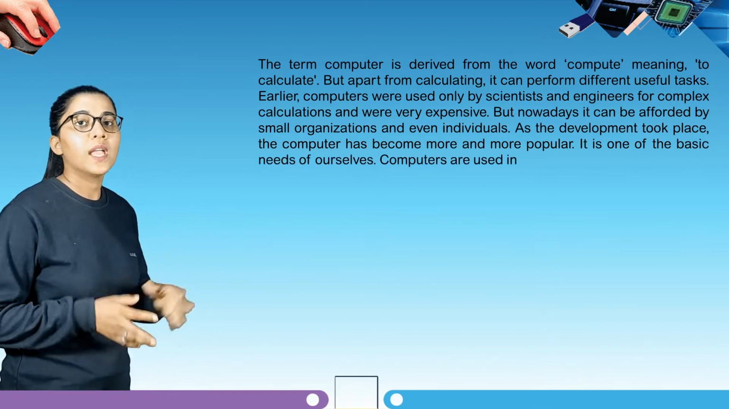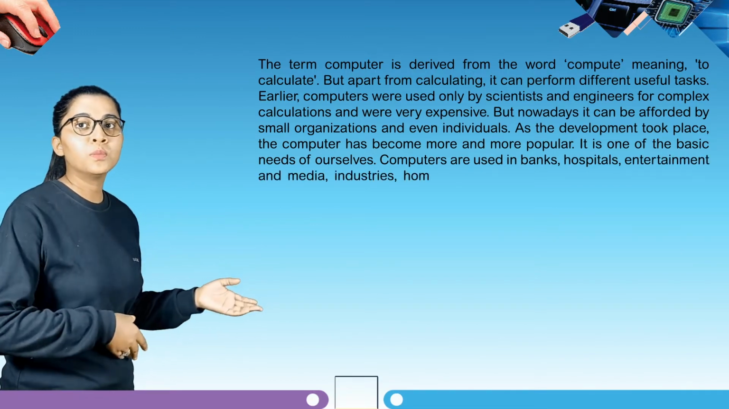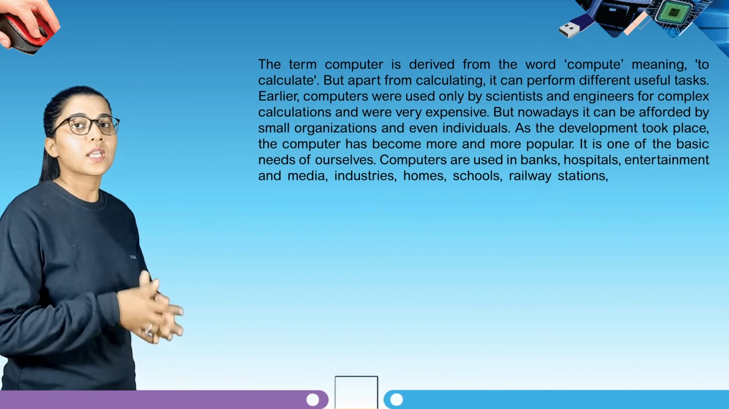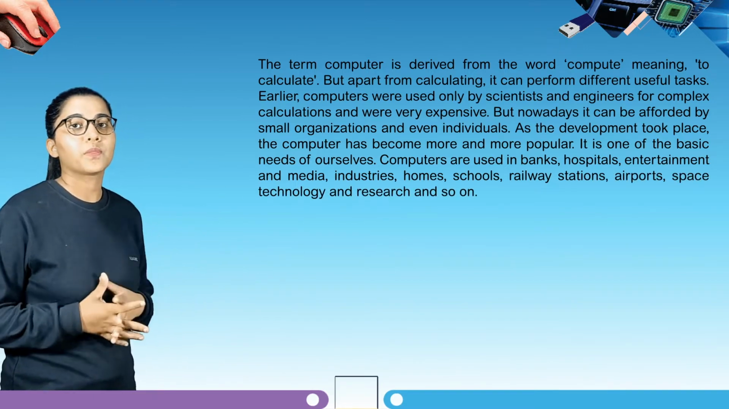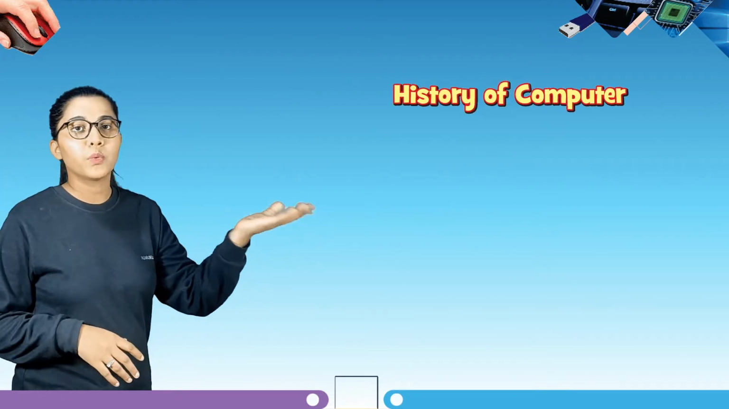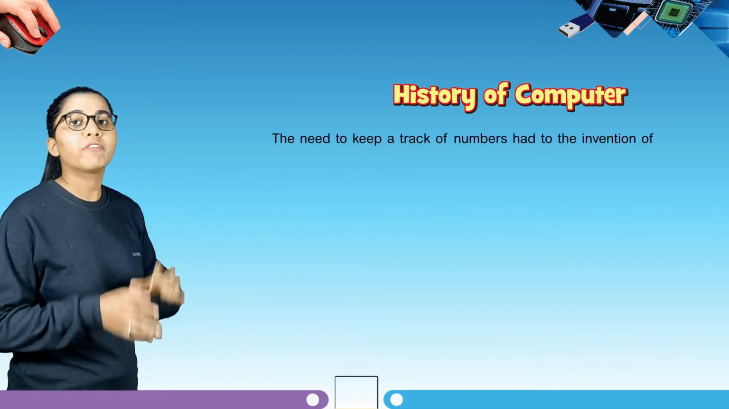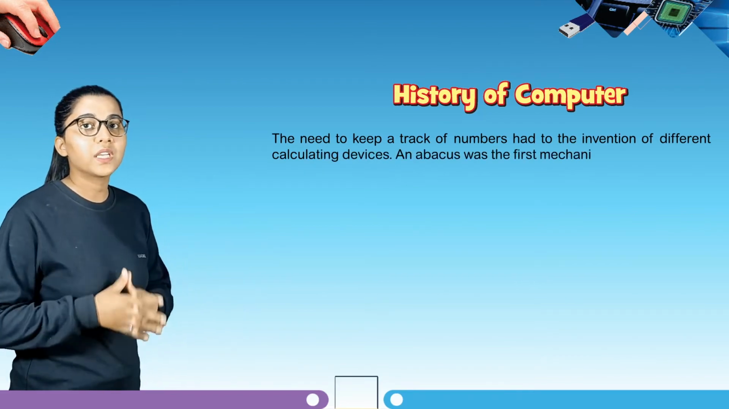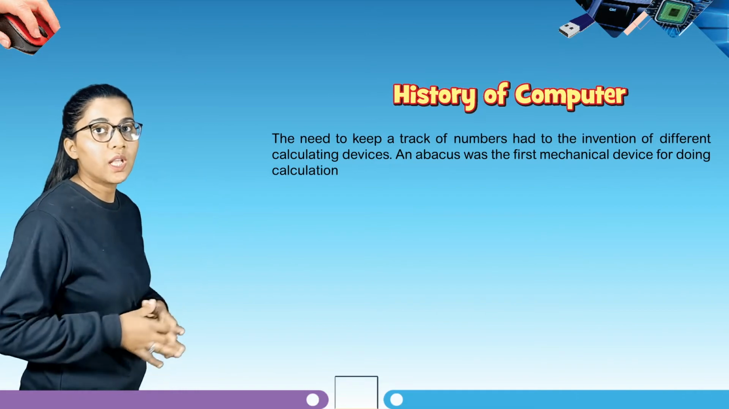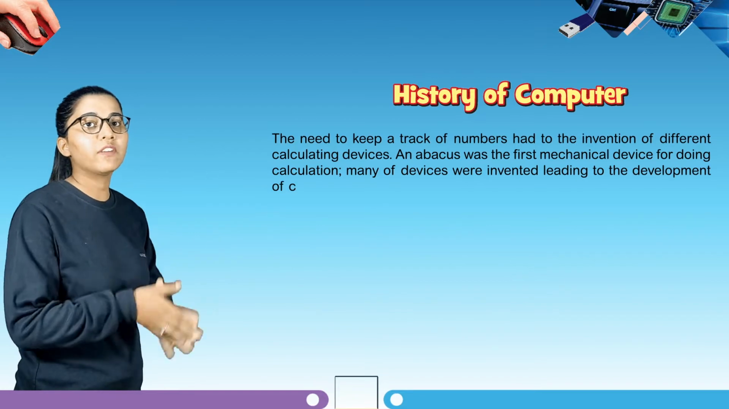Computers are used in banks, hospitals, entertainment and media industries, homes, schools, railway stations, airports, space technology and research and so on. So now students, our first topic is history of computer. The need to keep track of numbers led to the invention of different calculating devices. An abacus was the first mechanical device for doing calculation. Many devices were invented, leading to the development of computer.